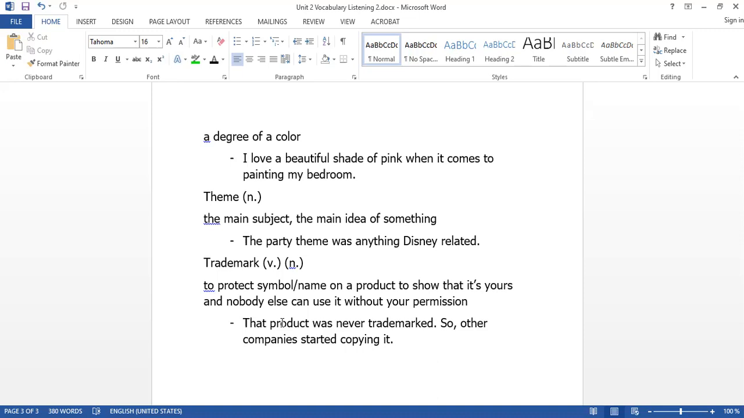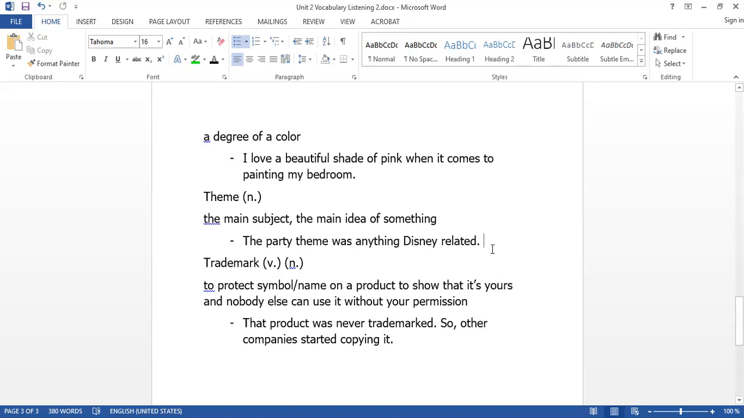I'm pretty sure you guys are very familiar with this one. For example, like this example that I'm giving, the party theme was anything Disney related. So basically it's like a fancy party. Like you can wear fancy dresses, clothes, whatsoever. You can be Mickey Mouse, you can be Chip and Dale, whatever you want to be, as long as it's about Disney. Disneyland, Walt Disney, anything.